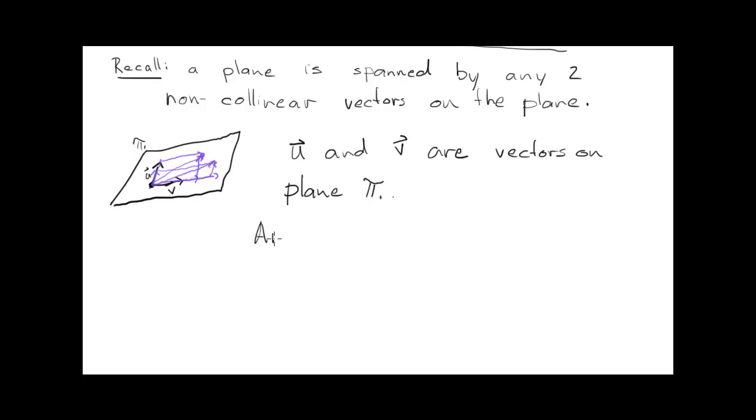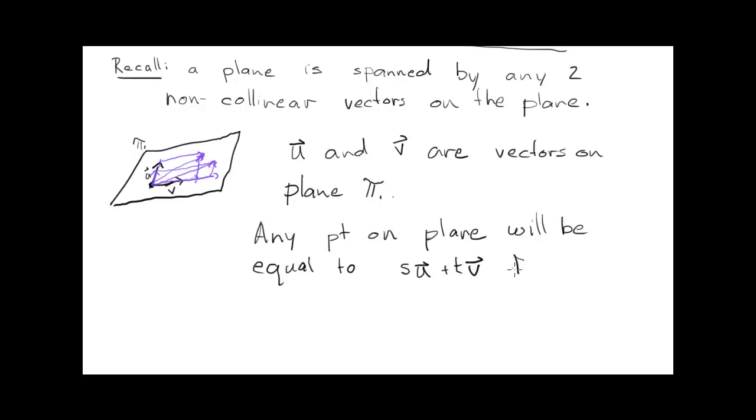So any point on the plane, or any vector on the plane, will be equal to some multiples of u and v. So the letters I'm going to use here, I'm going to say s times u plus t times v for some s and t, right? Depending on the point, you have to use different s's and t's, which are real numbers. Okay, so that will generate the plane.